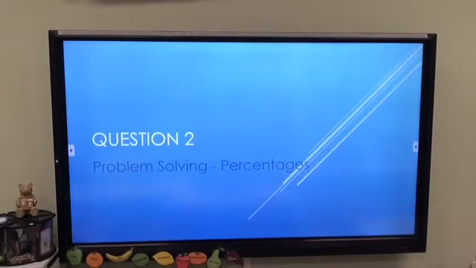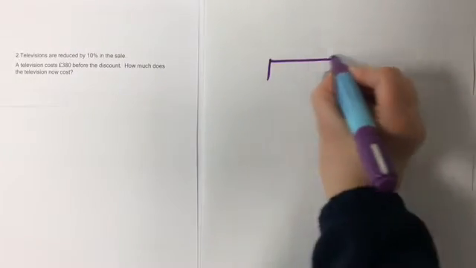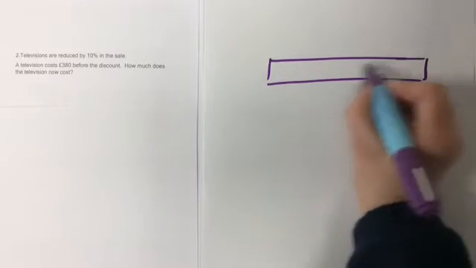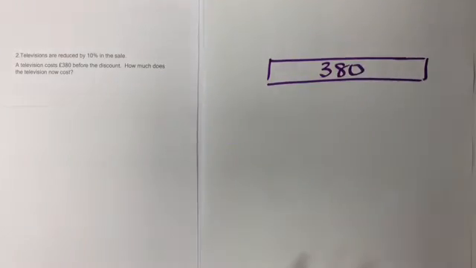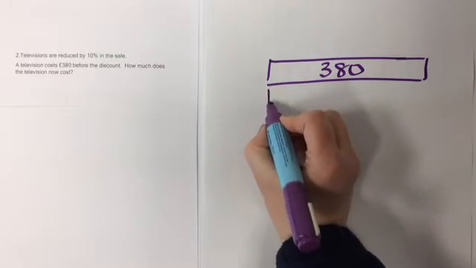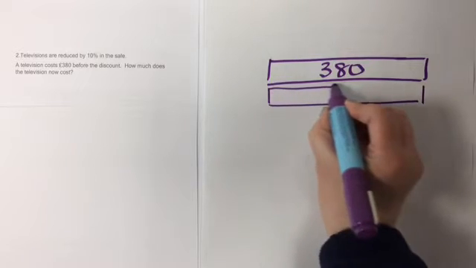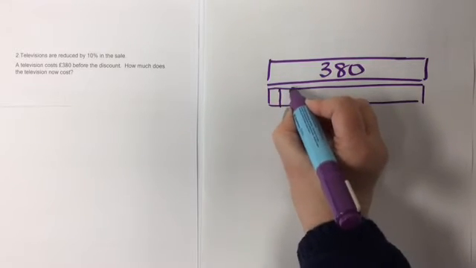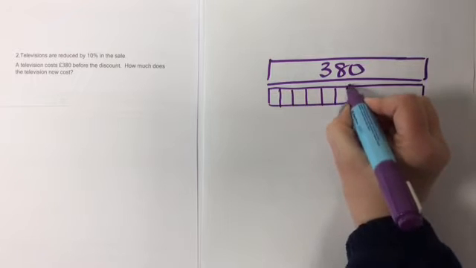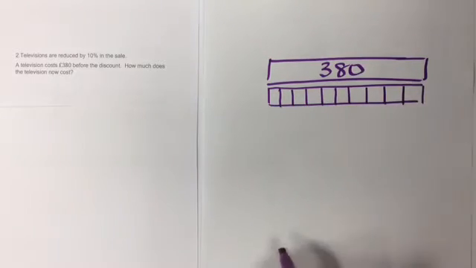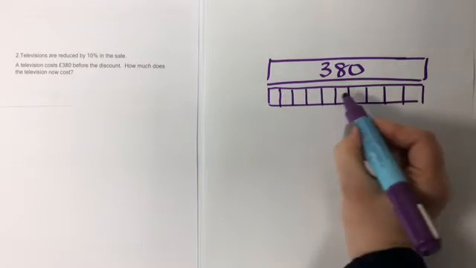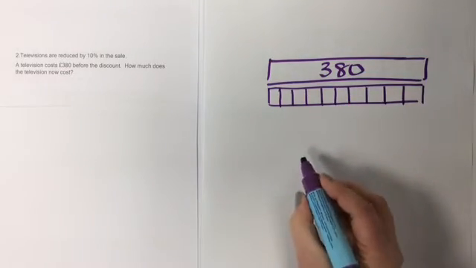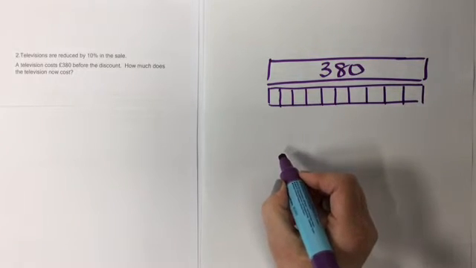Question 2. So the second question is about a reduction in price of a television. The television was originally £380, so that's our 100%. But we need to find 10% of that. So if we want to visualise it, we can think about that whole being cut into 10 sections. And then that's dividing the whole into 10. We're dividing 380 by 10.